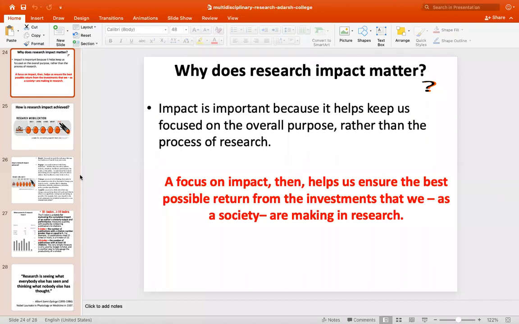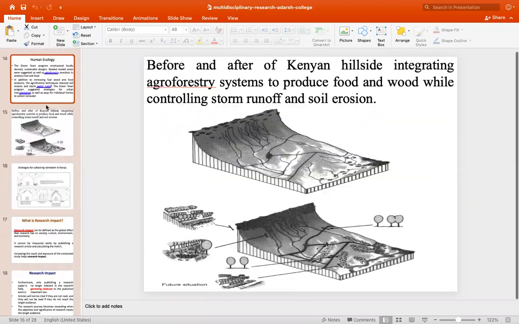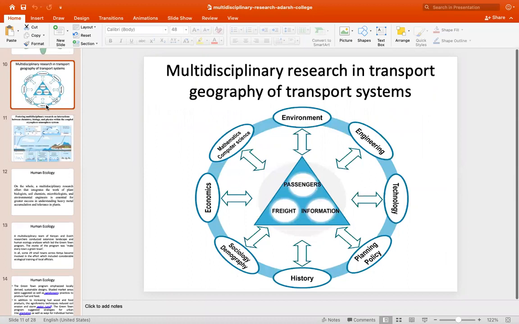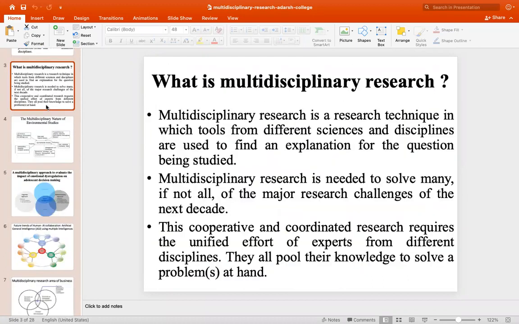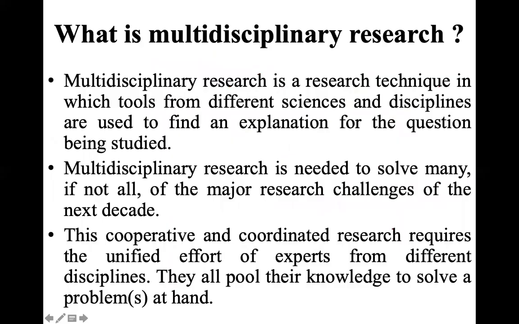So first of all, what is multidisciplinary research? That has to be taken into consideration. So I define multidisciplinary research in these terms. I hope you are able to see the slide properly. Multidisciplinary research is a research technique in which tools from different sciences and disciplines are used to find an explanation for the question being studied. I will give you an example for it in the coming slides.